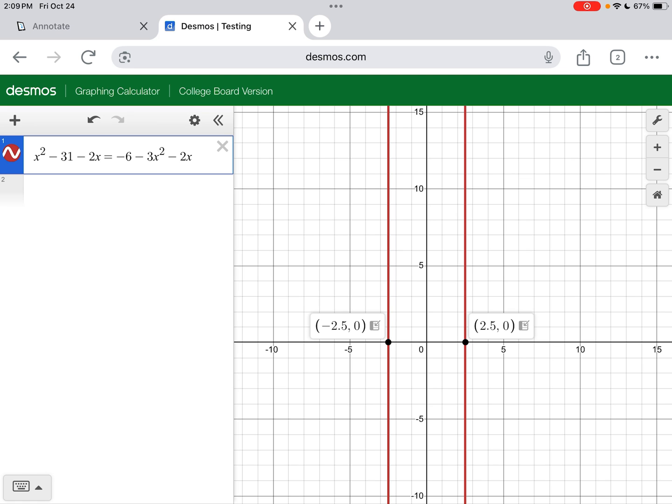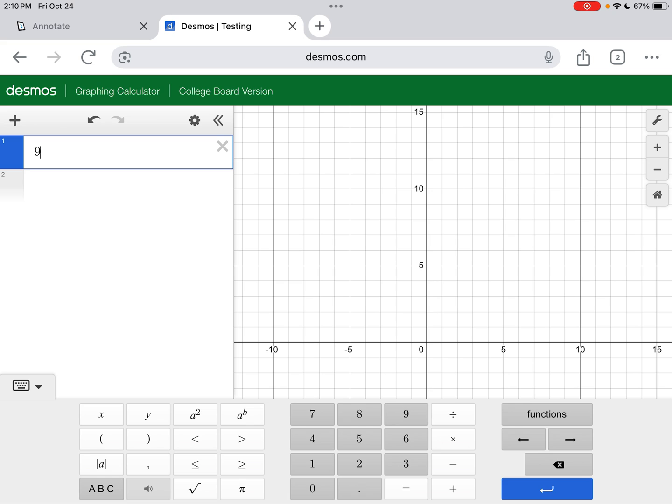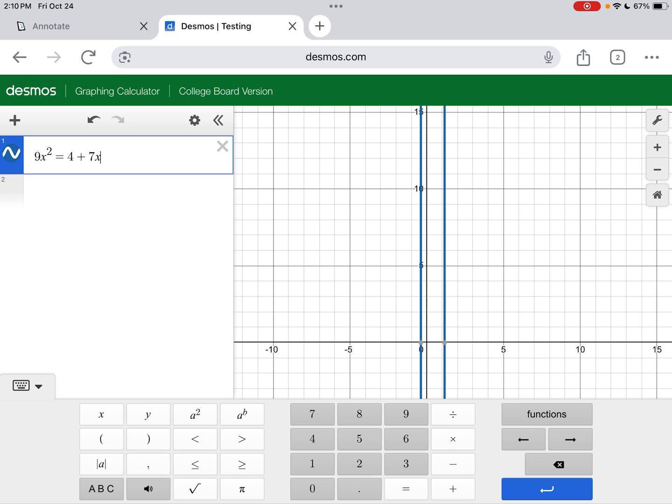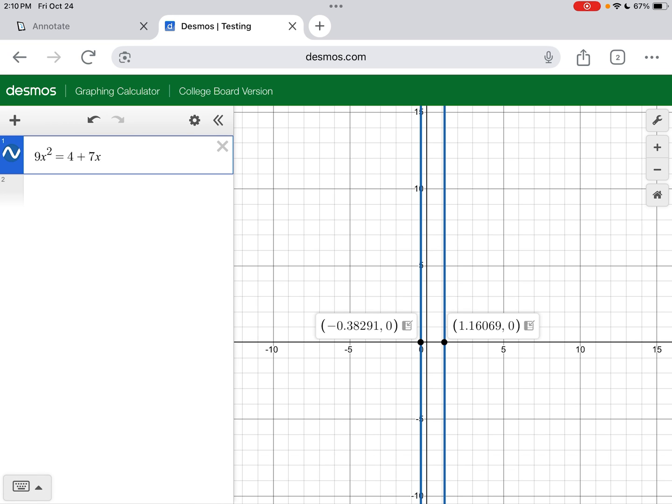And then our last one, 9x squared equals 4 plus 7x. And these are irrational, so we're going to need to go ahead and use the quadratic formula.